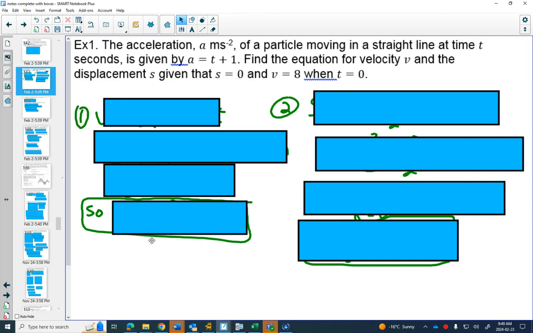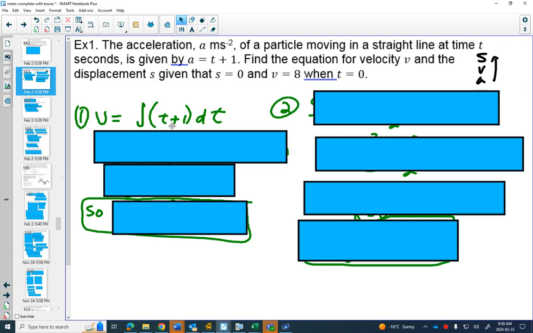So in this question, we have an equation for our acceleration. Our acceleration is t plus 1. We want to find the velocity and the displacement formulas, and we're given some information. We're given when time is 0, we have an initial velocity of 8 and an initial displacement of 0. So if we have our acceleration, we can work our way backwards, integrate first to get our velocity.